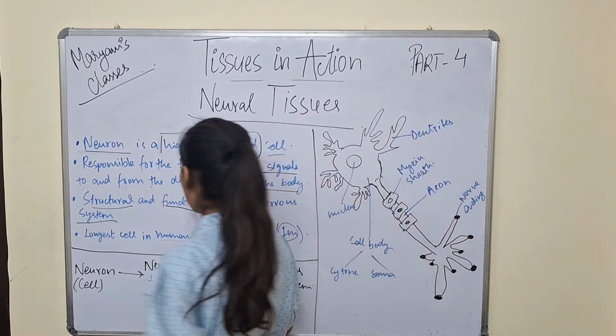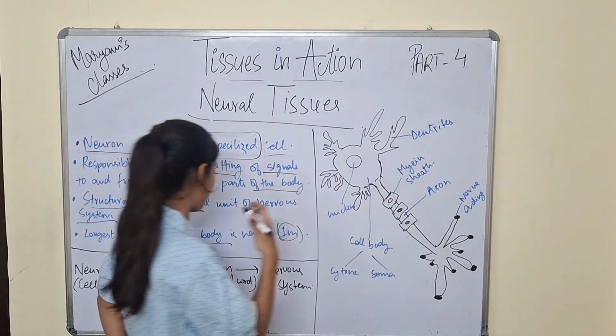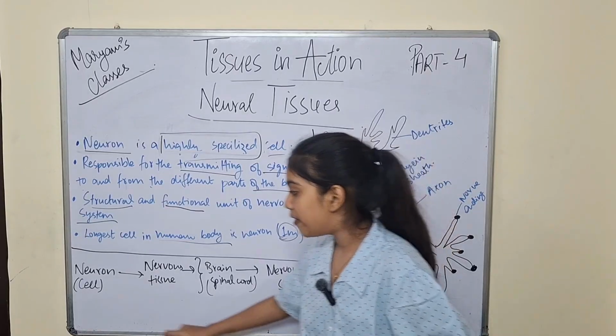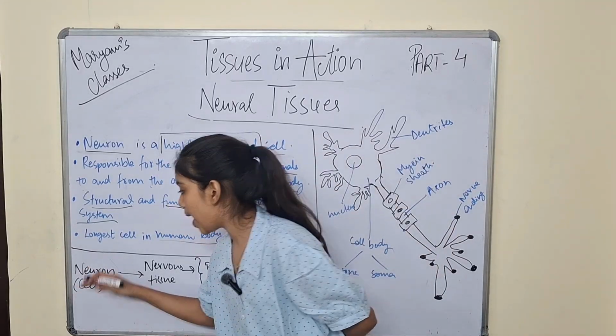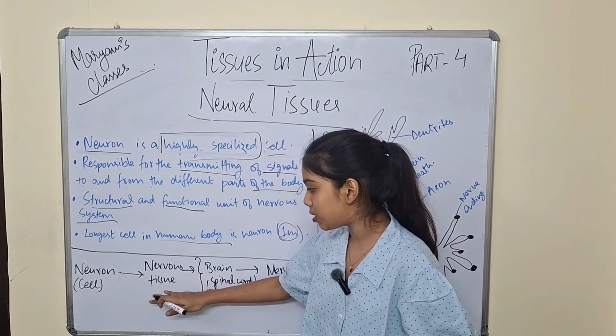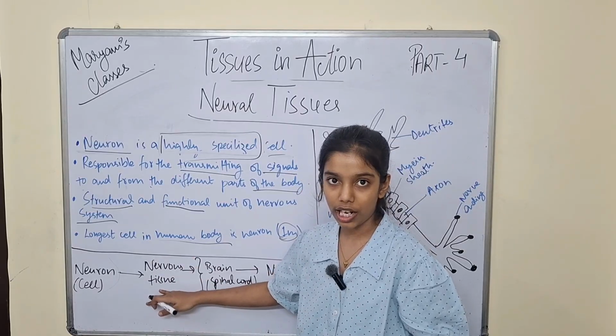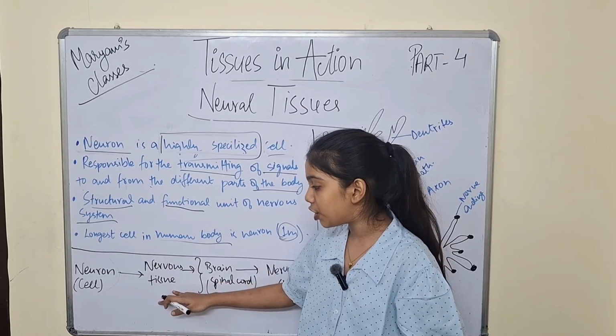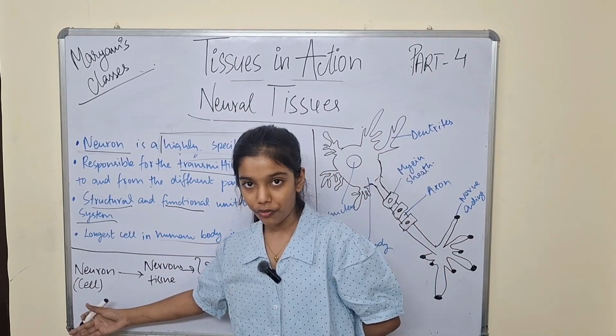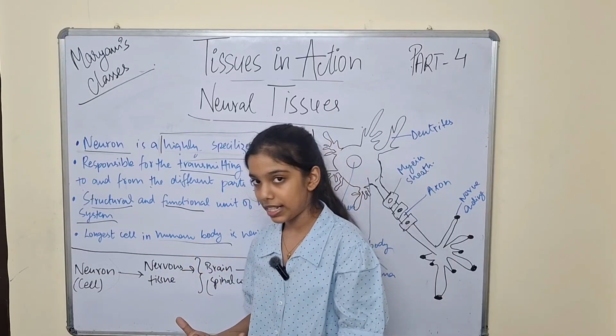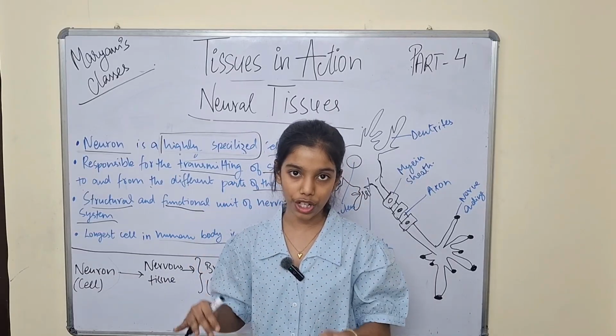So let's talk about this system. With the help of neuron cells, this tissue is made, known as nervous tissue or neural tissue. The group of neuron cells makes nervous tissues or neural tissues.